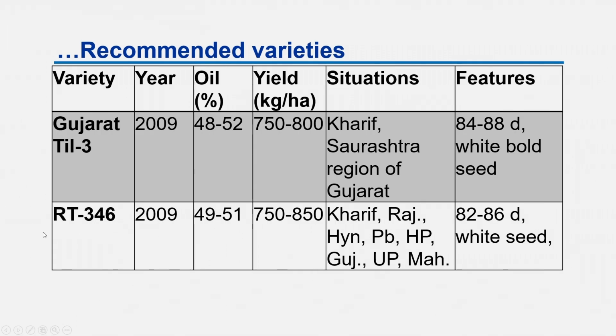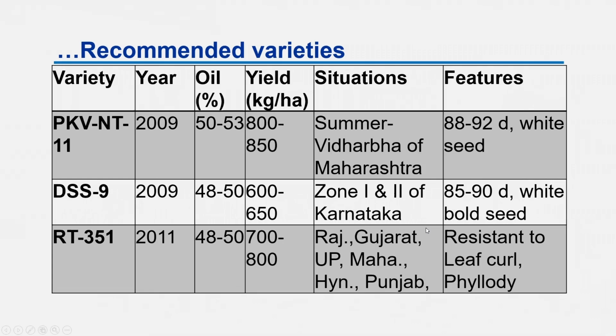RT 346 is the next variety and the year when it was released is 2009, and 49 to 51% is the oil content and yield potential is 750 to 850 kilogram per hectare and grown in Kharif in Rajasthan, Haryana, Punjab, Himachal Pradesh, Gujarat, Uttar Pradesh and Maharashtra, and the duration is 82 to 86 days and it has got white seeds.